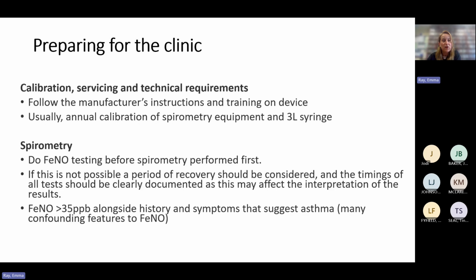So preparing for the clinic, you're going to calibrate it as normal. Just make sure you're getting your equipment calibrated every year, sending off the syringe if that's what you do. If you're going to do pheno, you should do it before doing spirometry, not after, because doing the forced blows can affect the pheno results. But if you need to do it afterwards, just document it.